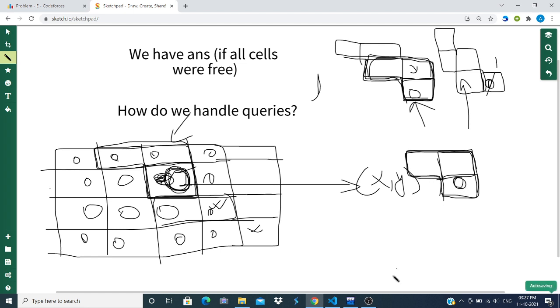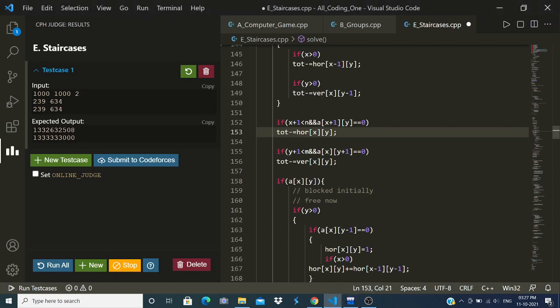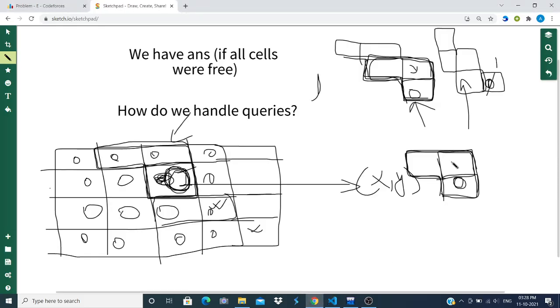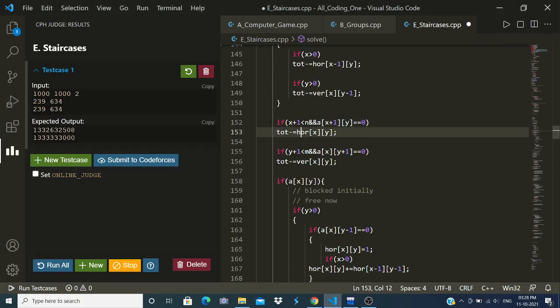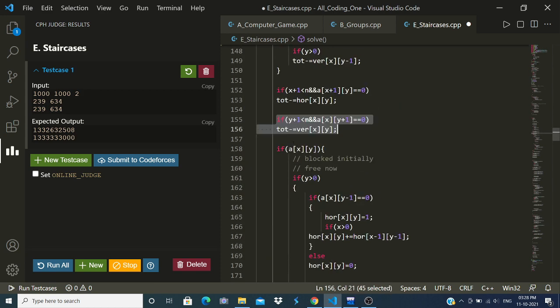So if a of x plus 1 comma y is equal to 0, where this is my x comma y and this is x plus 1 comma y, then it might be possible, so obviously we would have added this dp of x comma y in our initial answer, so we need to remove it again. So that's why I just removed it. Similar is the case for vertical as well.